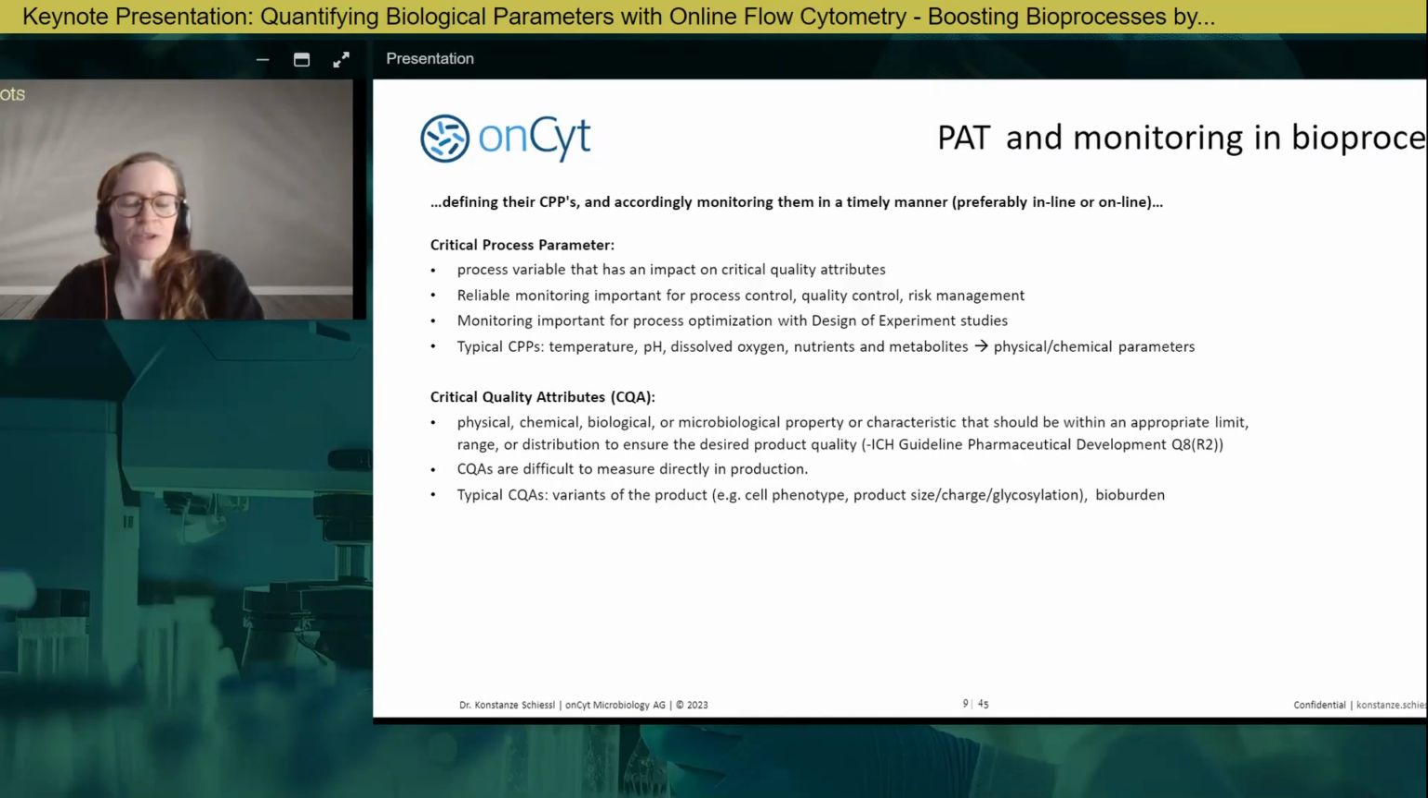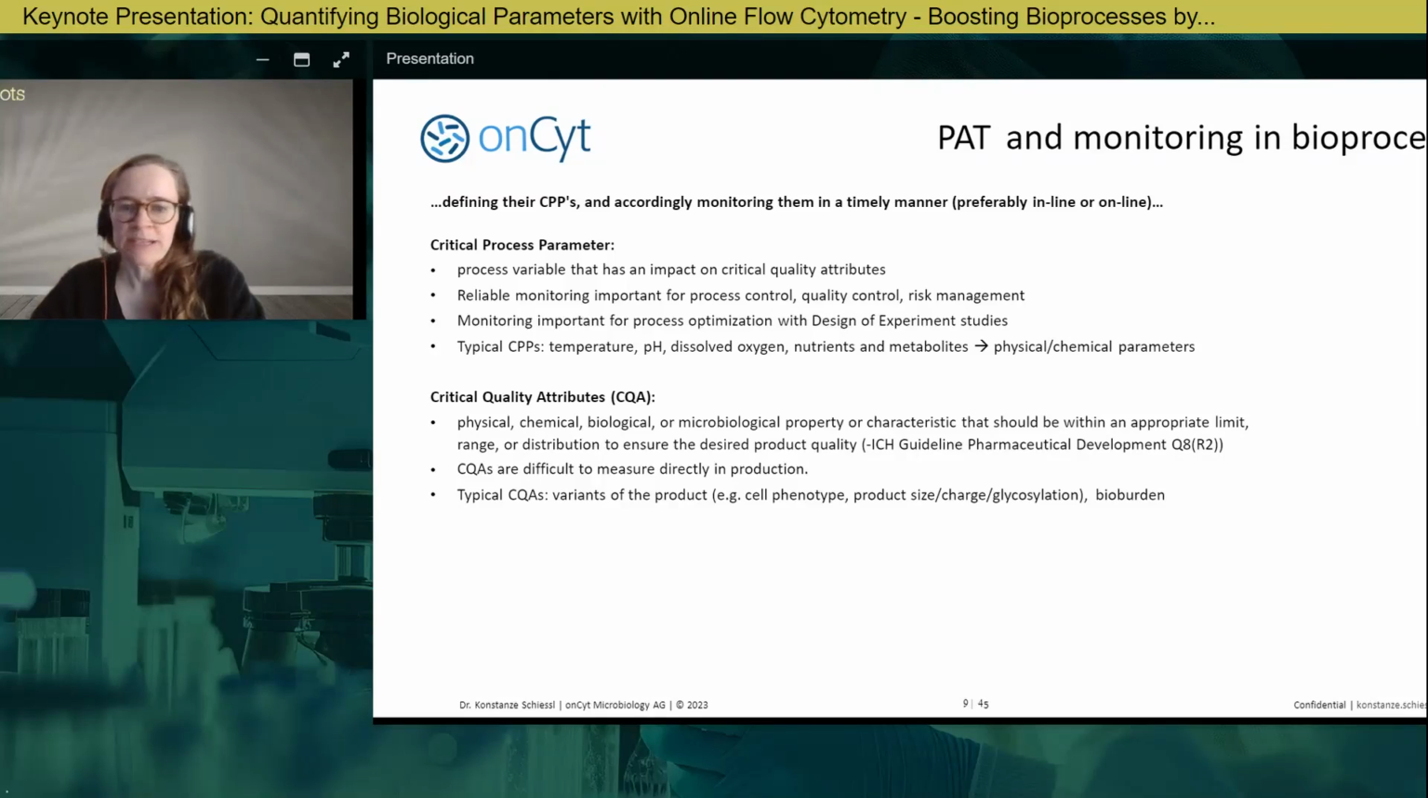And then we have this term called critical quality attribute. So this is more about the product already, or closer to the final product. It's defined very broadly as a physical, chemical, biological, or microbiological property that should be within an appropriate limit. And this is all defined depending on the product. The thing is that these CQAs are a lot harder to measure in the process than the CPPs. So pH and temperature, it's fairly simple and fairly cheap to monitor online, but the CQAs, it's a lot harder.